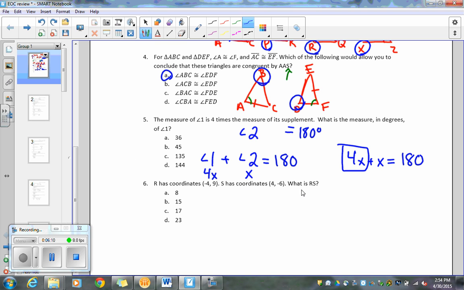R has the coordinates of -4, 9. S has coordinates of this. What is RS? You're going to have to use your distance formula. So the distance formula is x2 minus x1, close it up, square it, plus y2 minus y1, close it up and square it. All right, let's keep going.